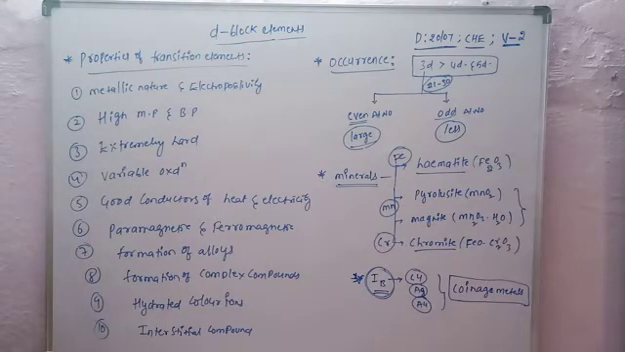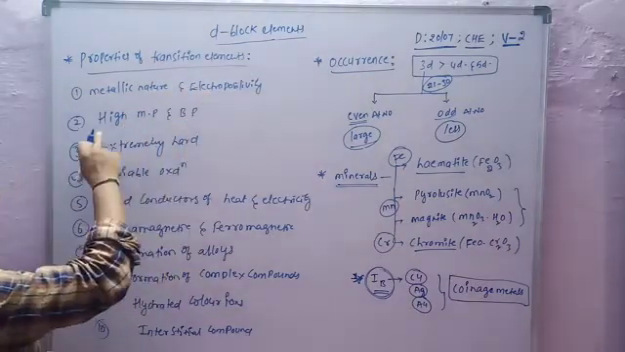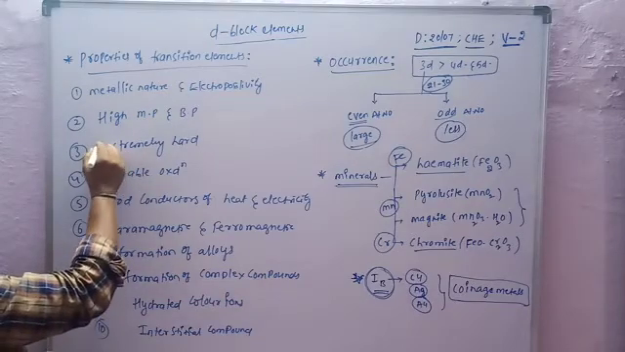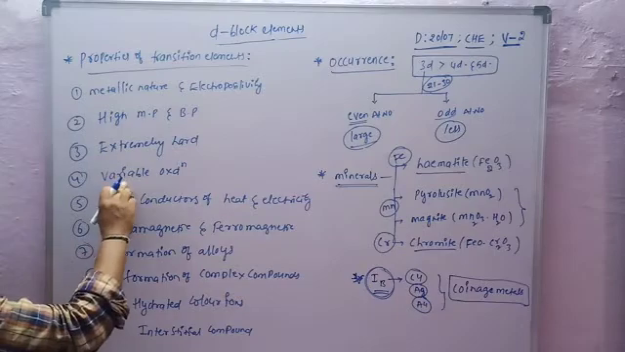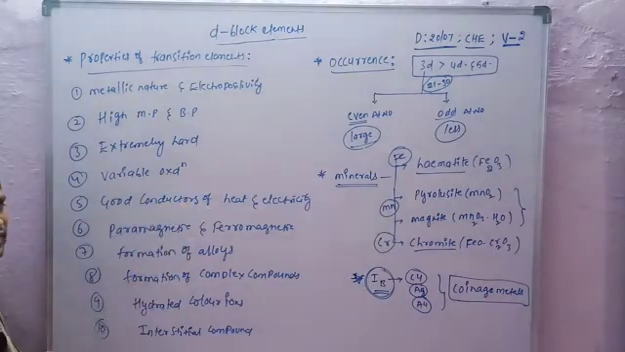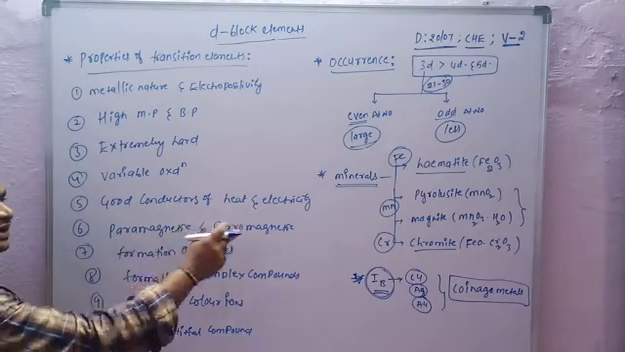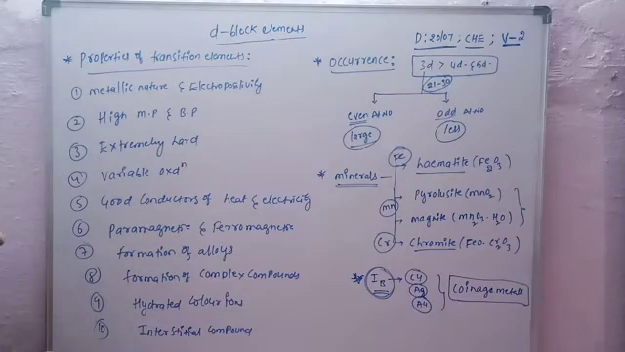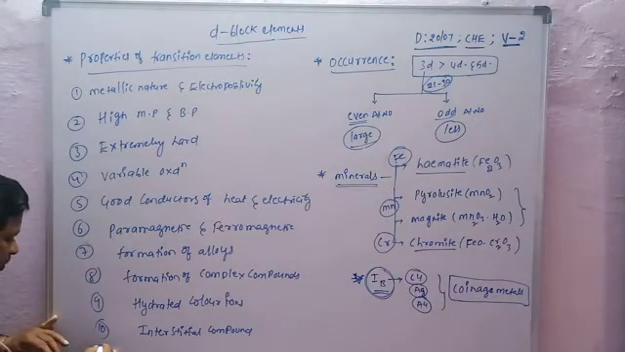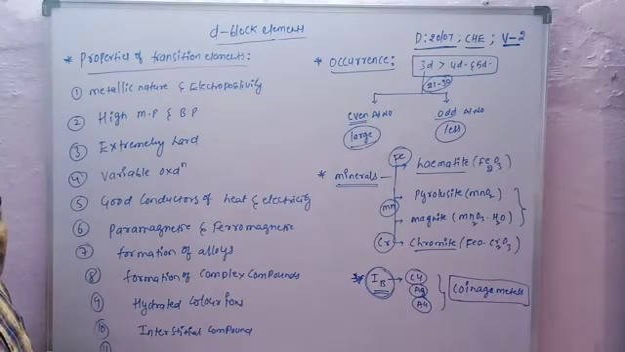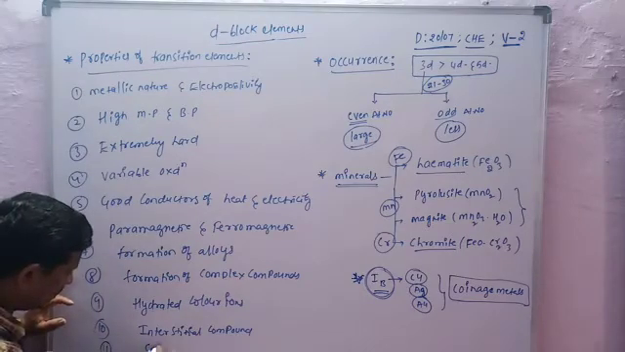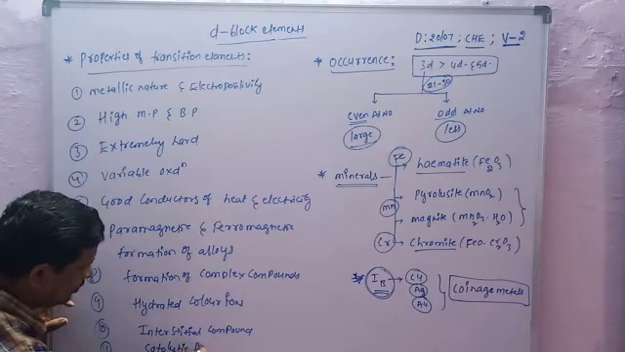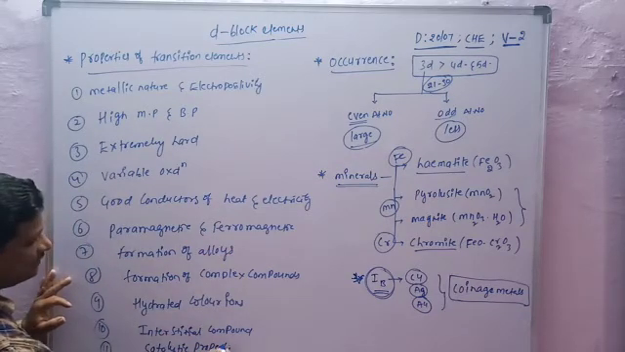What are the transition element properties? Metallic nature and electropositivity, high melting and boiling points, extremely hard, variable oxidation numbers, good conductors of heat and electricity, paramagnetic and ferromagnetic in nature, formation of alloys, complex compounds, hydrated colored ions, interstitial compounds, and also most of the d-block or transition elements act as catalysts. So that is the catalytic property.